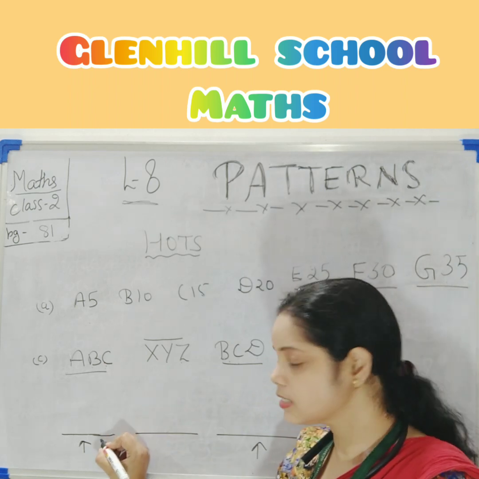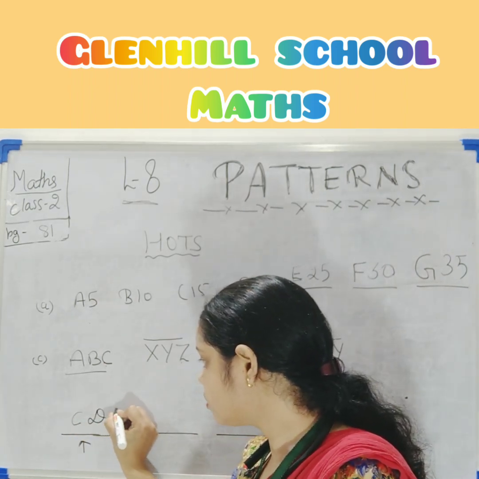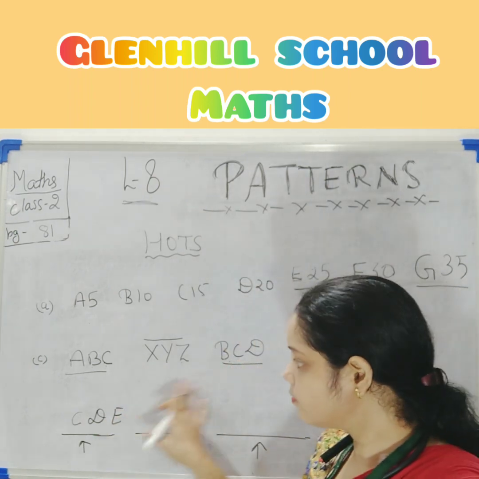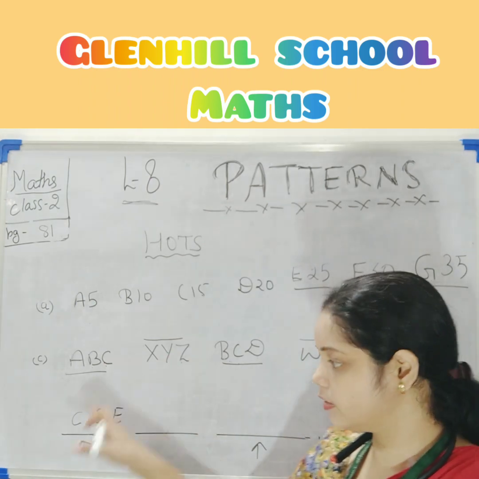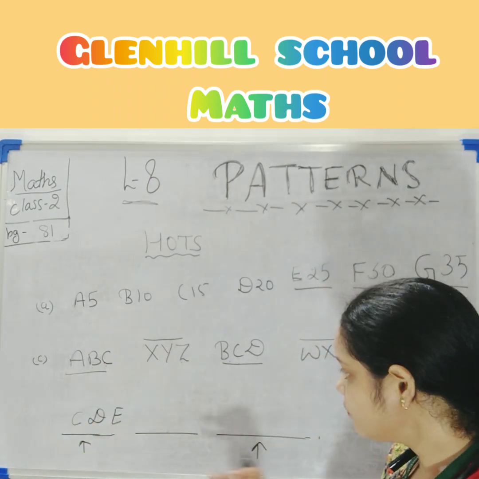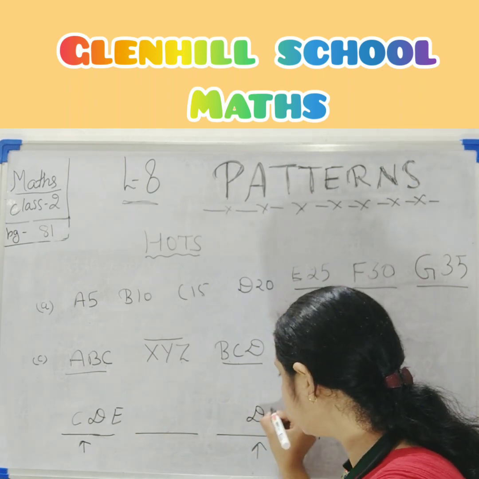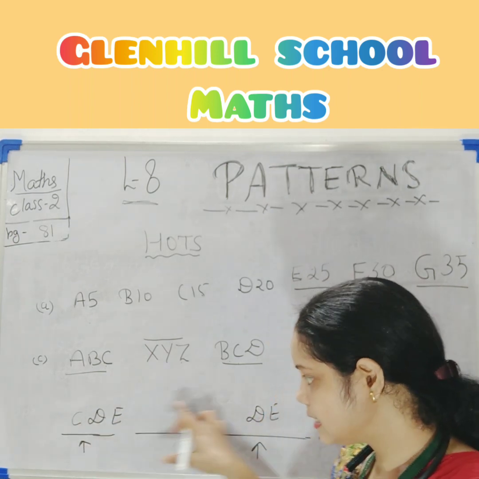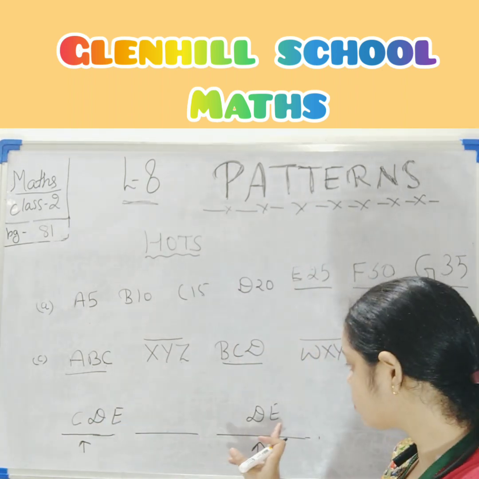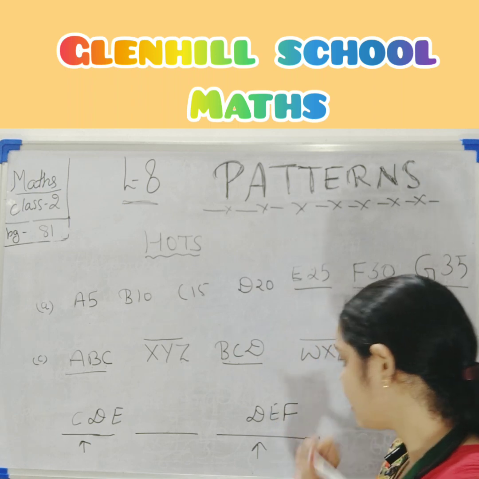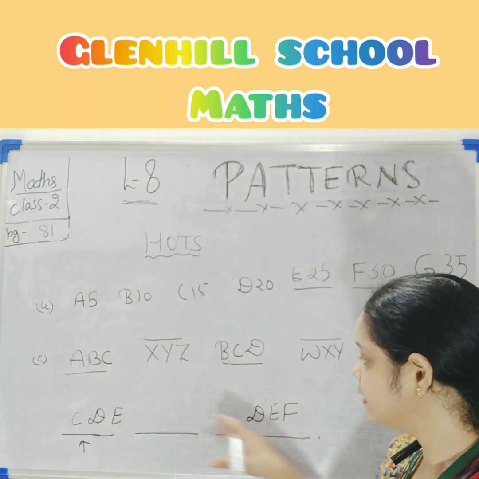So what should be next here? CD. Write down here C, D and E, because here B will be removed and E will be added, the further alphabet of C, D, E. If here C, D, E add, then here what we have to write? D, E. Here we will remove the C, write down the next part of D, E and add the next of E. Here should be F. Okay. A, B, C, B, C, D, C, D, E, D, E, F.